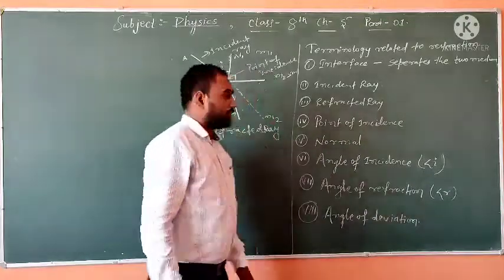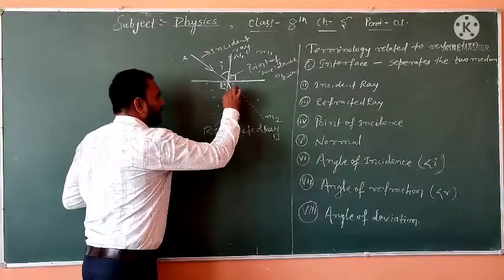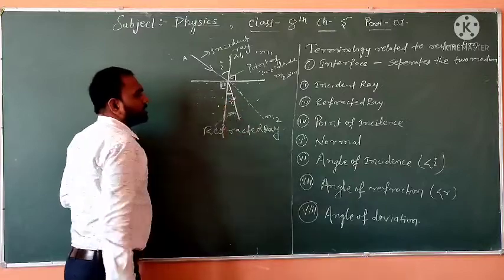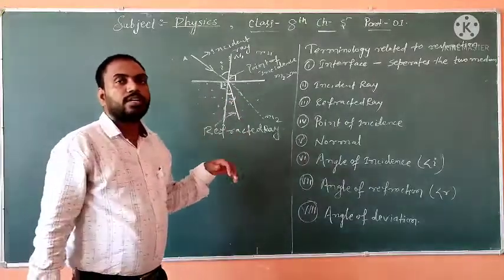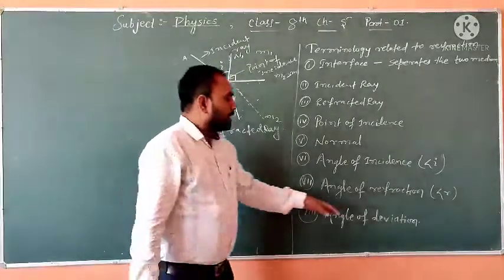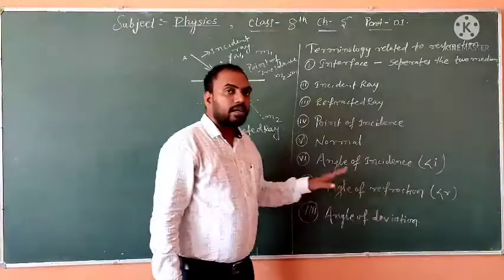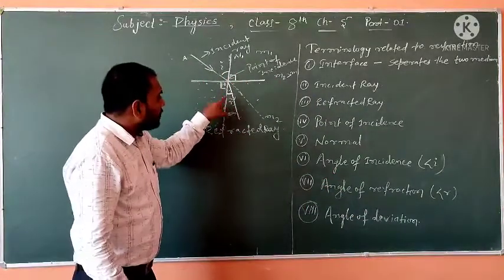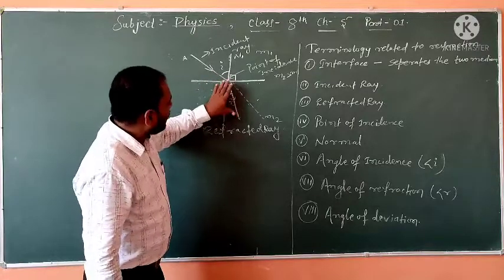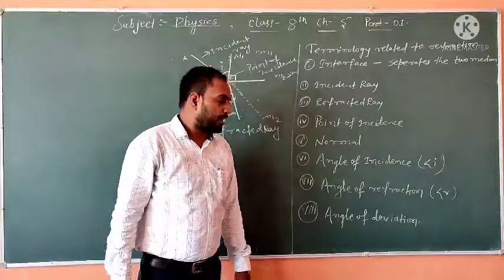Angle of refraction. The angle between the refracted ray and the normal is called the angle of refraction. I am repeating it: the angle between the refracted ray and the normal is called the angle of refraction.